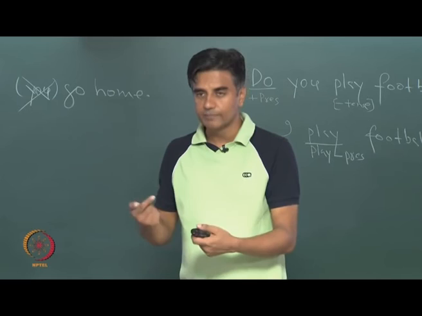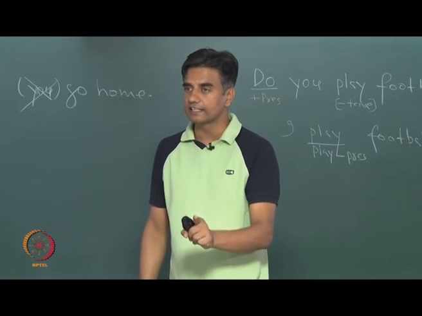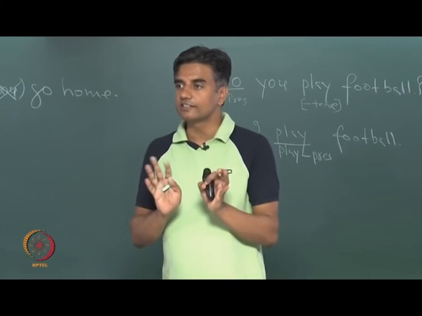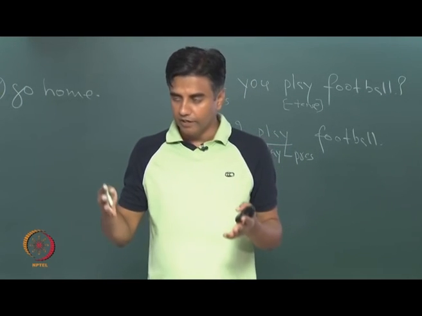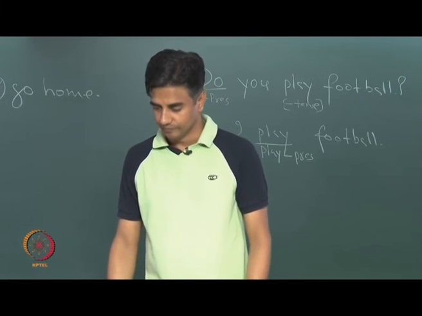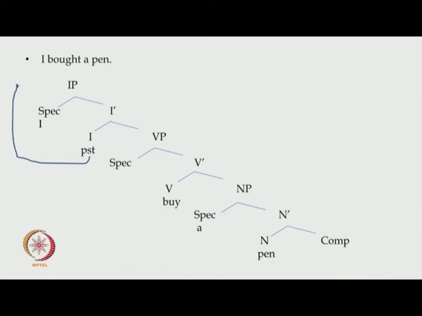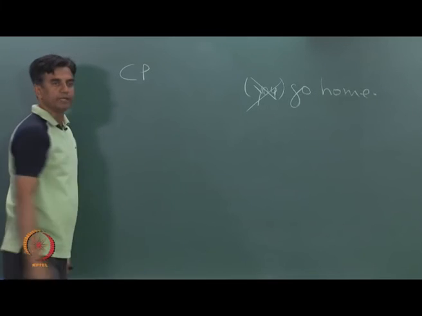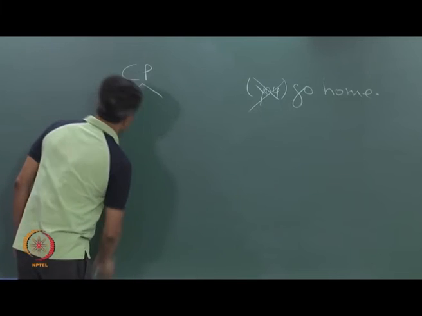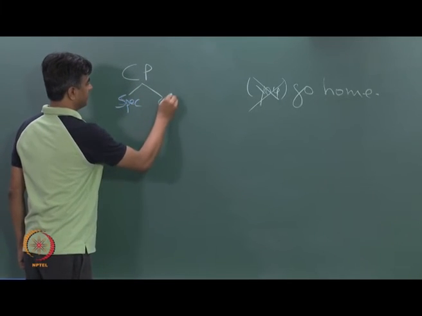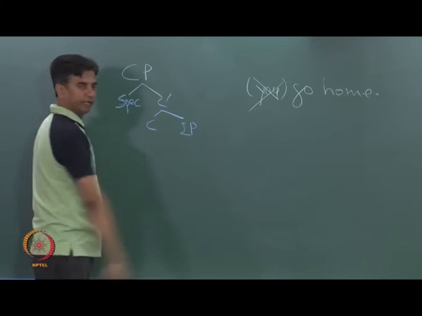So apparently what becomes clear to us by looking at a question sentence and this structure is that a question sentence cannot be contained within IP. An IP is not sufficient for a question sentence. Then what can help us understand this? That is where we go and we say the answer lies in CP, where we have C and IP.